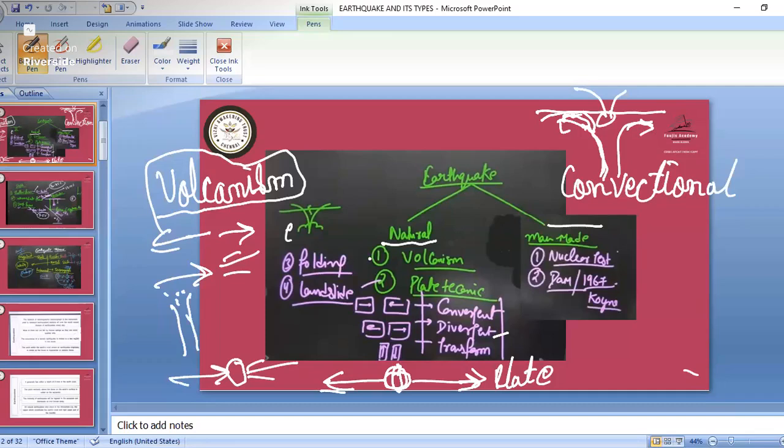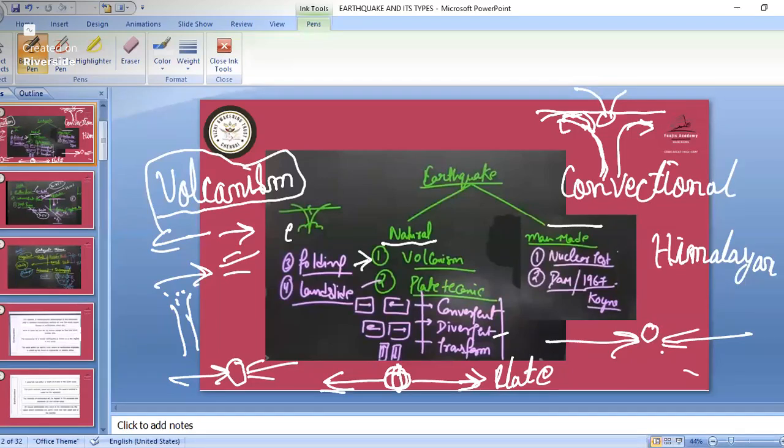Then we have folding. Suppose you see the Himalayas, which we all know about. The Himalayan mountain is folding. When two plates collide with each other and some sediments are there between them, because of the colliding and the pressure from both sides, these sediments will rise up, they will fold. And because of that, we'll have the feeling of an earthquake.